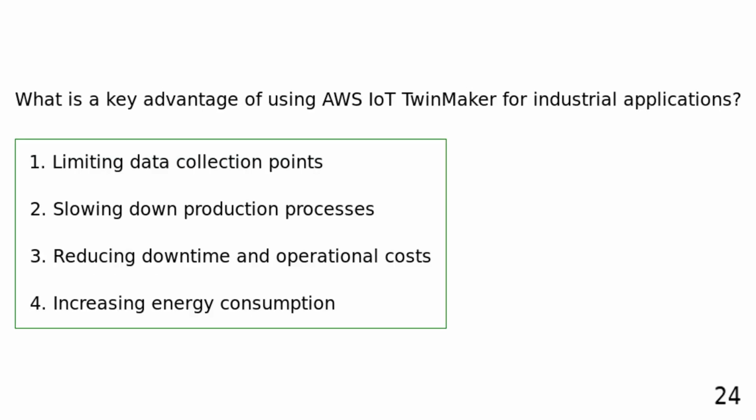What is a key advantage of using AWS IoT TwinMaker for industrial applications? Limiting data collection points. Slowing down production processes. Reducing downtime and operational costs. Increasing energy consumption.